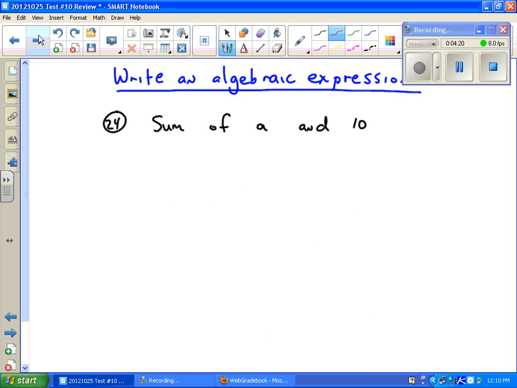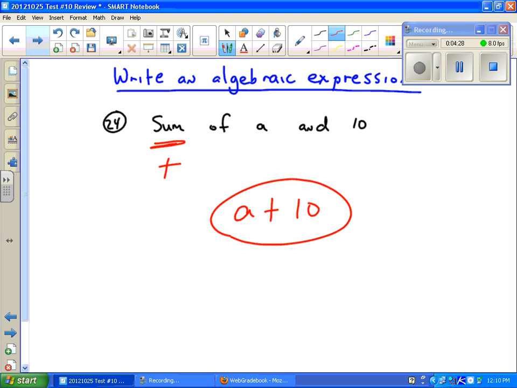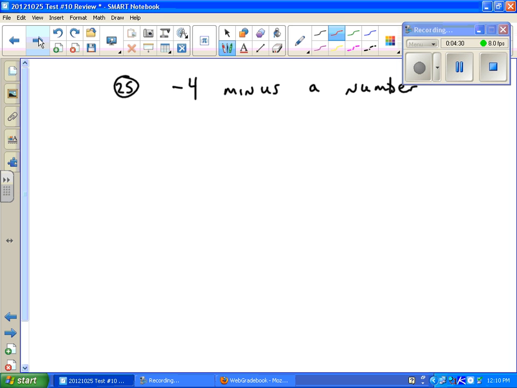Number 24, writing an algebraic expression. Sum tells you plus. So the sum of a and 10, a plus 10. Number 25, it tells you to define a variable, but it says -4 minus a number, -4 minus a number, x minus n minus whatever you want.